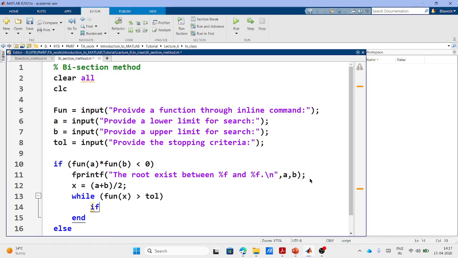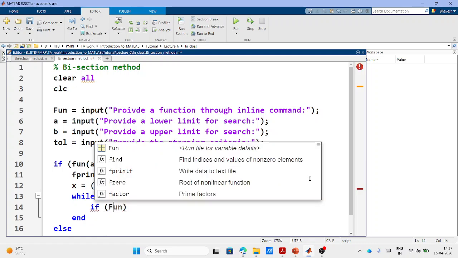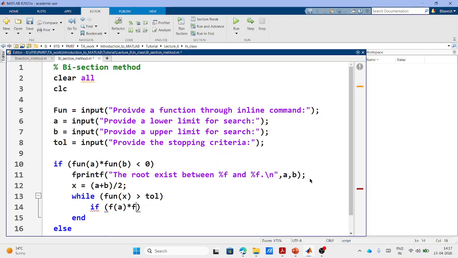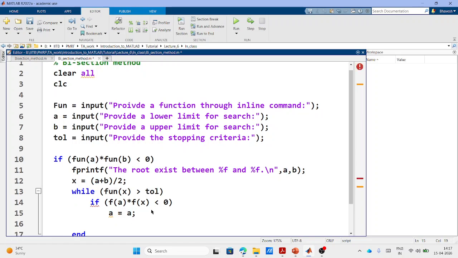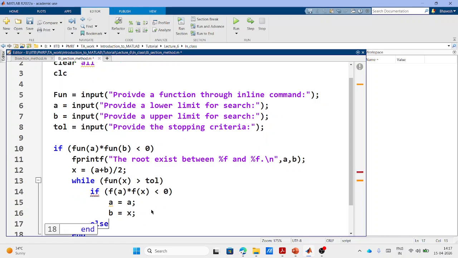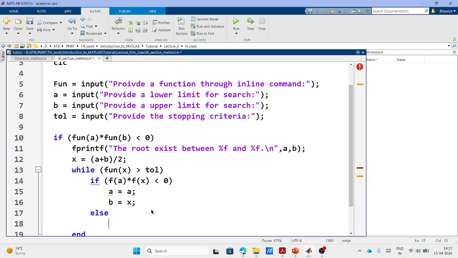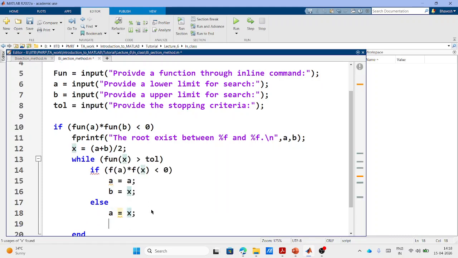So I have to find the next iteration. Now in order to find the next iteration, I have to check whether the root lies between a and x, or x and b. So if f of a into f of x is less than 0, if it's negative, then my root lies between a and x. So my limit will change. A will remain a, my b will become x, the extreme boundary will become x. Else, if this condition doesn't happen, that means the root lies between x and b. So in that case, my a becomes x while b remains b.